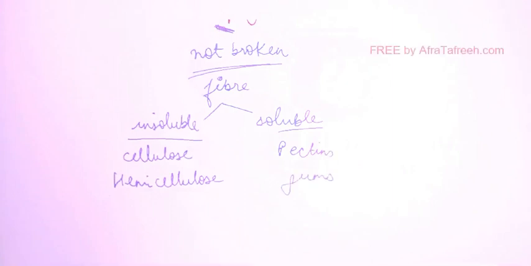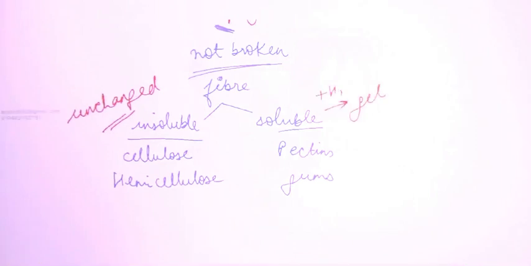Now, what is the difference between soluble and insoluble fibers? These insoluble fibers are excreted unchanged from the intestine. That is, in their original form, they are thrown out of the body. But soluble fibers will attract water. They get converted to gel form. They attract water, get converted to gel form, and then this gel is excreted out of the body.